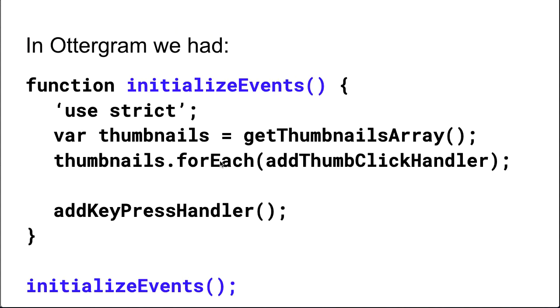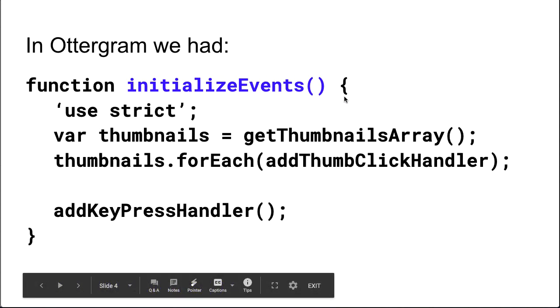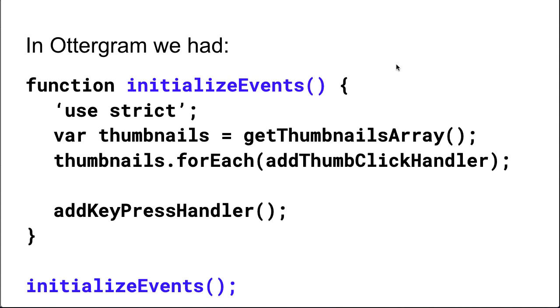So let's see an example. In Autogram, we had initialize events, right? This was right at the bottom. Initialize events is the first thing that we call when our page loads. It initializes everything. We defined it up in our code, and then at the end of our JavaScript file, we called initialize events. So we defined it in one place, called it in another place.